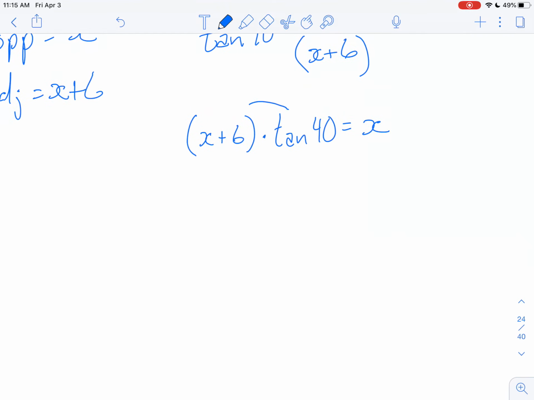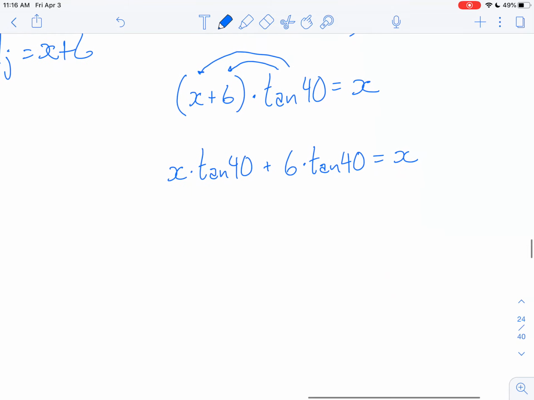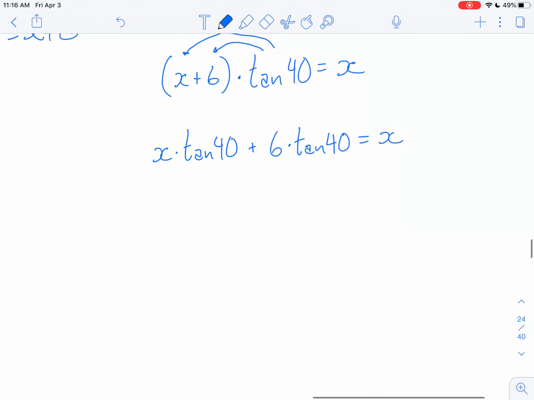So I'm going to distribute this tan 40. It's being multiplied by both things in that binomial, so I'm going to have to distribute to both. So X times tan 40 plus 6 times tan 40. Those are just numbers. I'm just keeping it as tan 40 because I don't want to have a big, long, ugly decimal and round that mid-question.